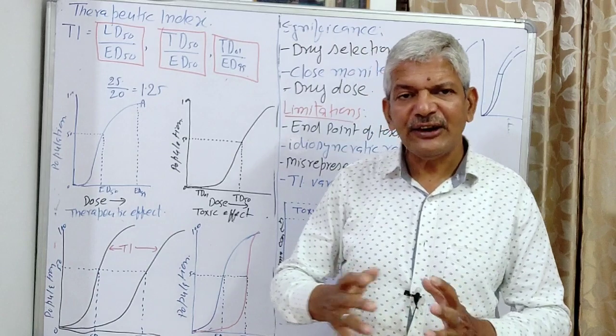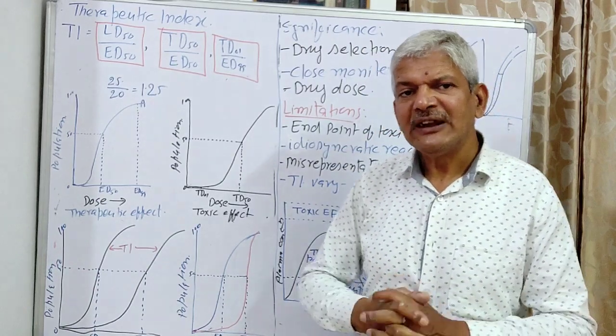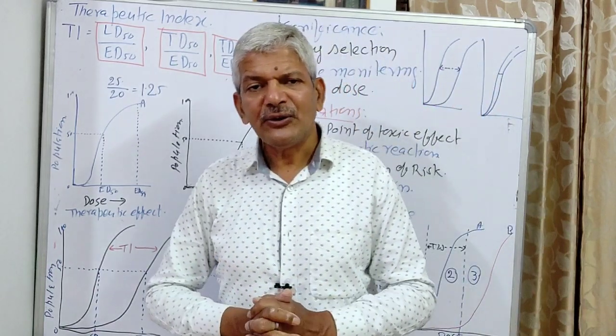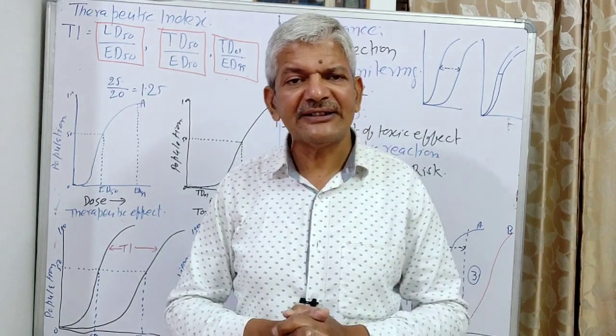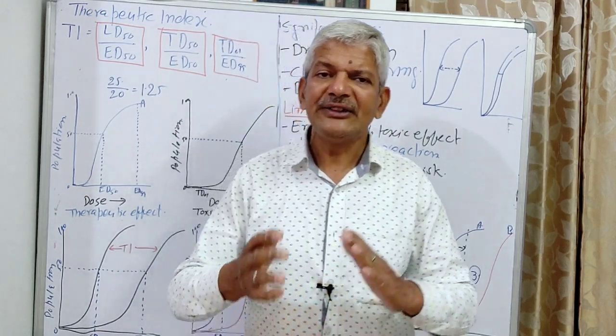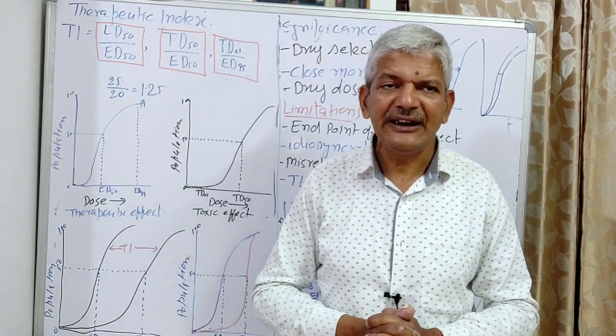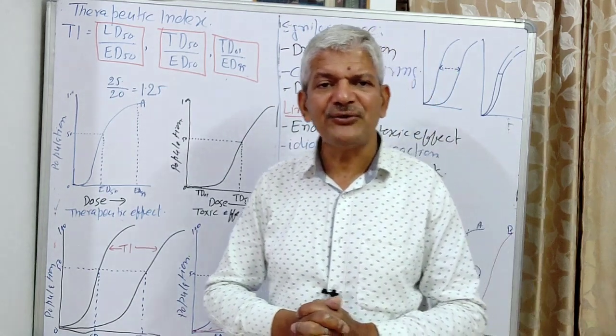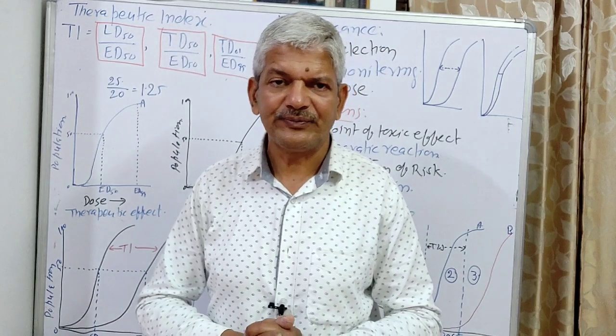First, selection of the drug. Naturally, if we have two drugs, one with a high therapeutic index and another with a low therapeutic index, we will prefer the drug having the high therapeutic index because that will be safe for the human being.